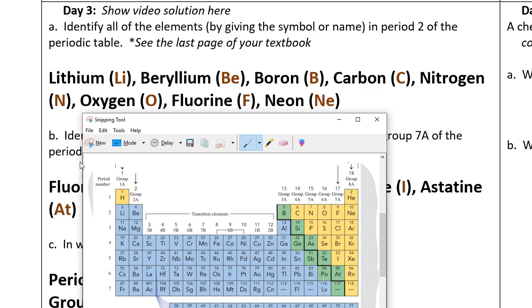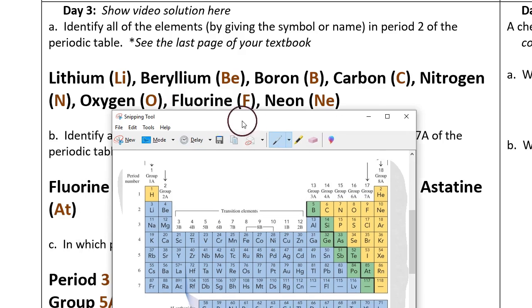Lithium is Li, beryllium is Be, boron is a capital B, carbon is a capital C, nitrogen is capital N, oxygen is capital O, fluorine is capital F, and neon is Ne. Please notice the symbols that use 2 letters. The first letter is capital, the second letter is not capital.